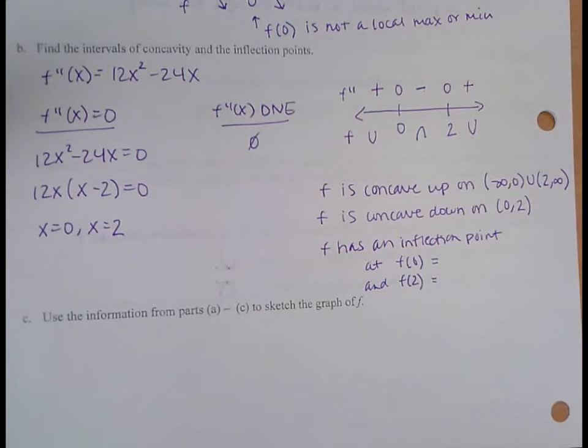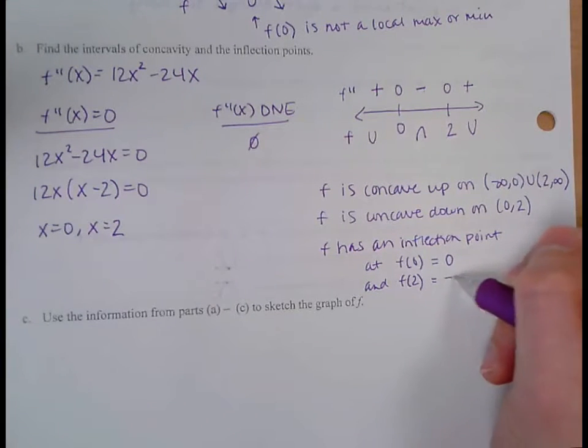And we would need to substitute 0 and 2 back into F to actually get those ordered pairs, or those y values. So based on our function F, F of 0 is just 0. F of 2 is negative 16.